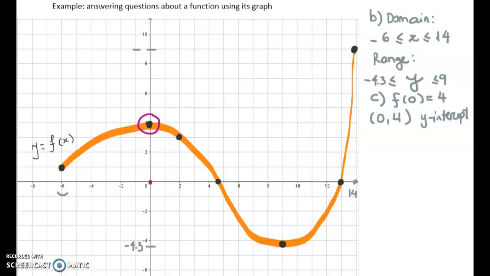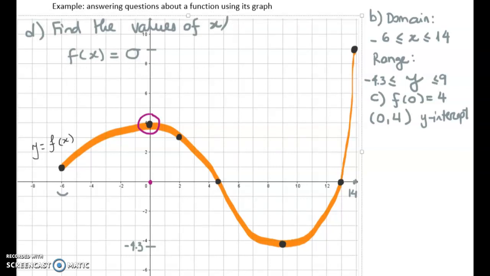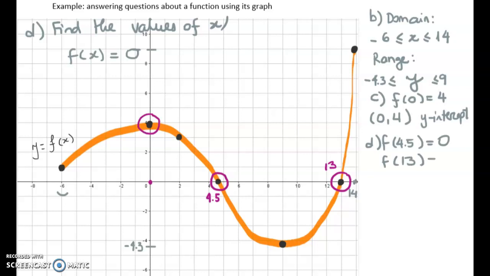But what about the x-axis? We want now to find the values of x such that when we evaluate the function at x, the result is 0. So if we look at the x-axis, we want to see when the function is cutting the x-axis. And this is happening at this point that I'm marking over here, that I'm going to say is 4.5. And it's also happening over here at the point 13. So f of 4.5 is equal to 0, and f at 13 is equal to 0 as well. So we say that the points (4.5, 0) and also (13, 0) are the x-intercepts of the function.